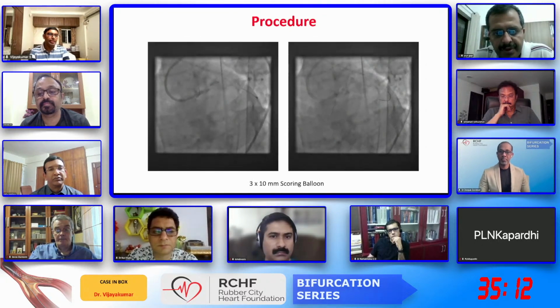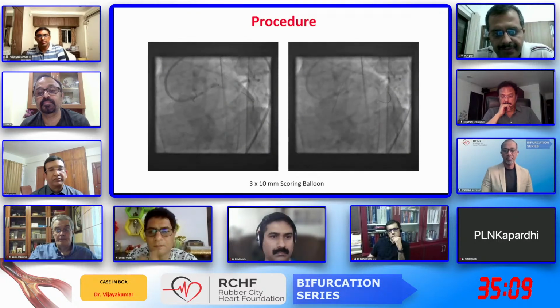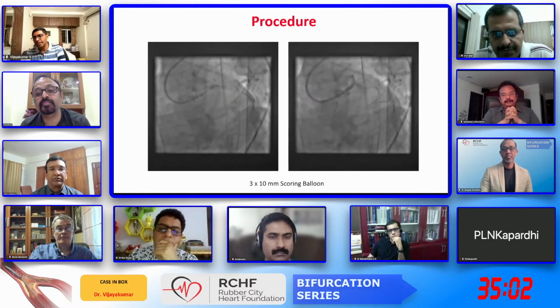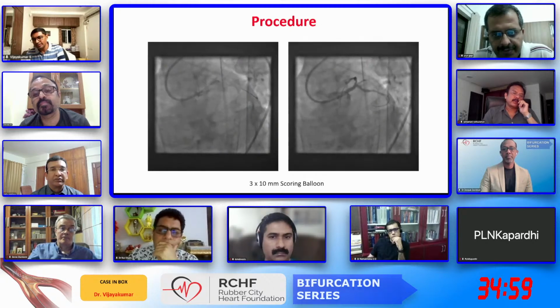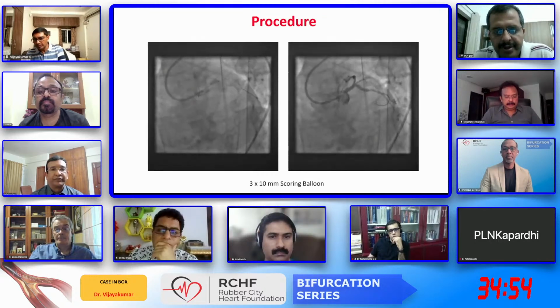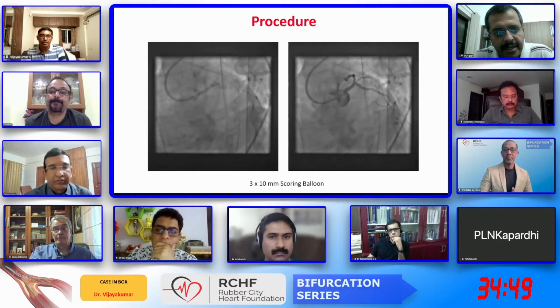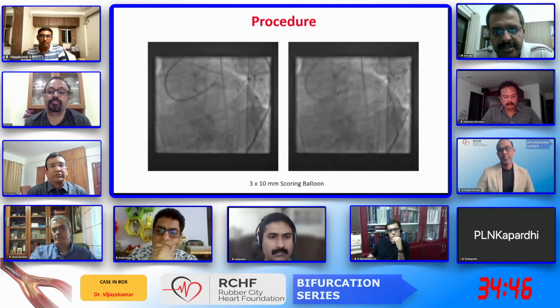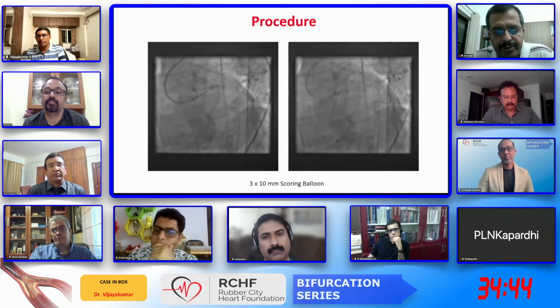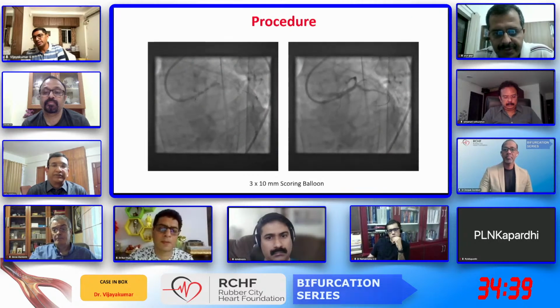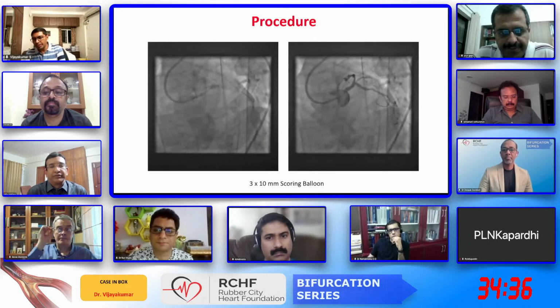So we went ahead with the 3.0 by 10 scoring balloon in the ostium. It looked reasonably expanded, and angiographically also it doesn't look very bad, right? Yes. So if you're okay, we can move on. After the scoring, do you prefer to go with a semi-compliant balloon at good pressures to see whether there is a residual waist, one-to-one size, to see whether it is well opened up? Yeah. Anyway, we are going with imaging, so we can reassess it.